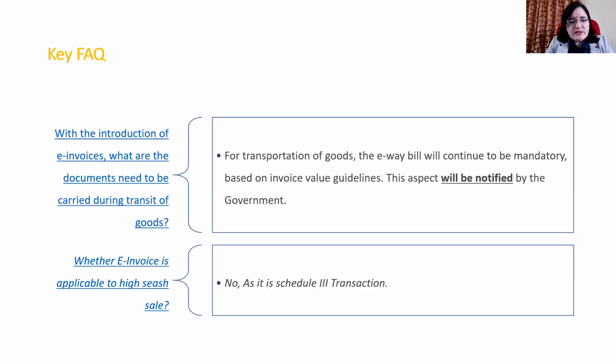Then, is e-invoicing applicable to high-seas sale? One question was received on this. Friends, high-seas sale is a Schedule 3 transaction, so it is covered under Schedule 3. Schedule 3 transactions are neither supply of goods nor supply of services. So for high-seas sale, GST itself is not applicable, and hence in our view it is not required to generate the e-invoice. This is our view.